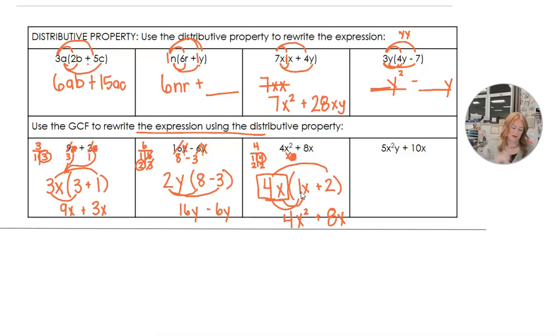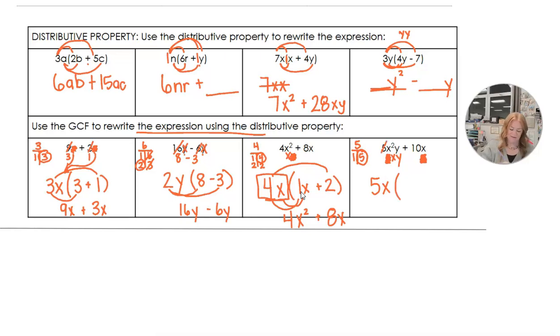Okay, our next one, our last one here, we have 5x squared y plus 10x. So we're going to list factors of 5, 1 and 5, and 10 can divide by 5. So 5 is our GCF. And I'm going to list out all of the variables here. So x, x, y, and this one just has x. The only one they have in common is this x here. So 5x. So I'm going to get rid of these ones that I pulled out. So we can see I'm left with xy on the first one.